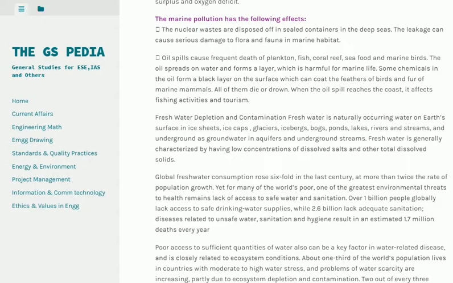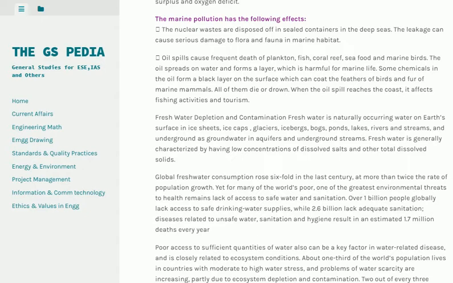Poor access to sufficient quantities of water also can be a key factor in water-related disease, and is closely related to ecosystem conditions. About 1/3 of the world's population lives in countries with moderate to high water stress, and problems of water scarcity are increasing, partly due to ecosystem depletion and contamination. 2 out of every 3 persons on the globe may be living in water-stressed conditions by the year 2025, if present global consumption patterns continue.